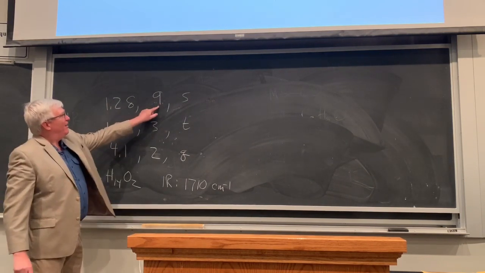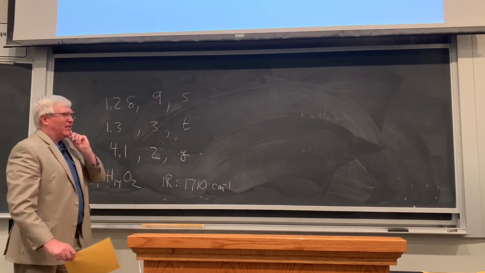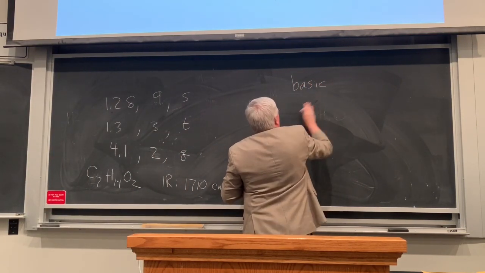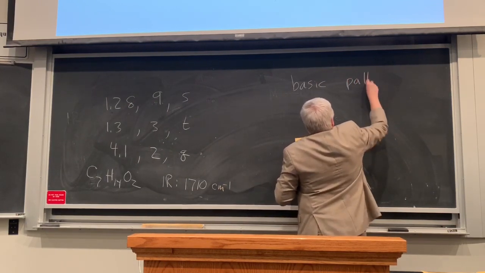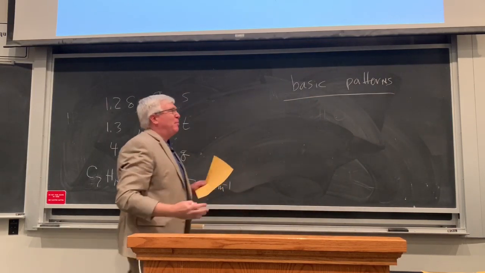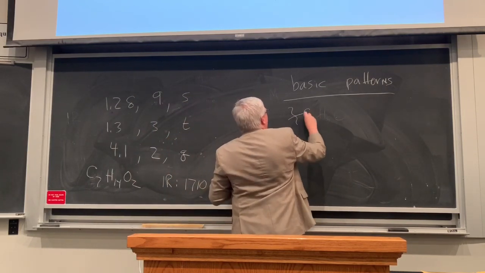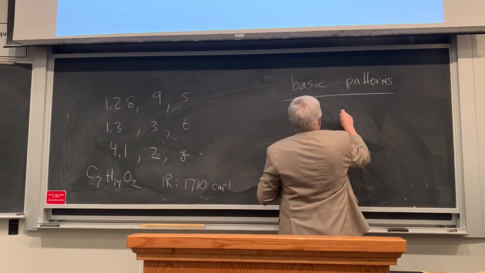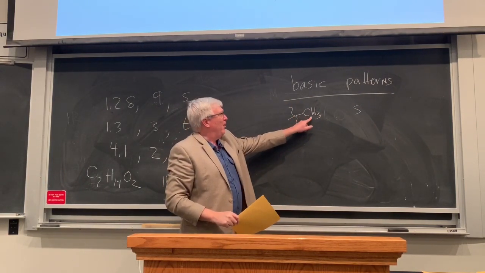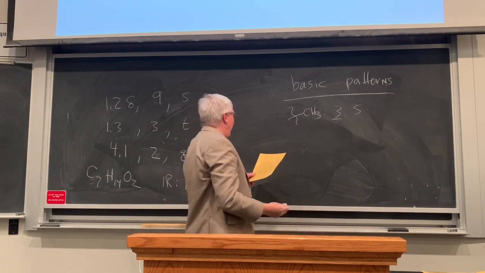9 hydrogens, 1.2 singlet. What does that look like? Before we do that, let's look at some of the basic patterns. Okay, basic patterns. And these involve multiple spin systems, but they're so common for simple molecules, I think it's good to list them all together. So if you just have a methyl CH3 and it's isolated here, it'll be a singlet. So as long as it has no neighbors, that methyl integrating for 3 hydrogens will be a singlet.